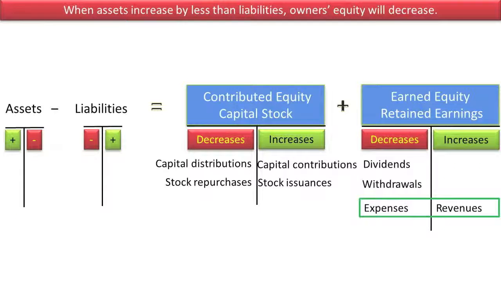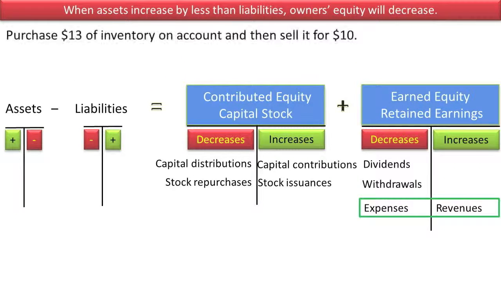When assets increase by less than liabilities, owner's equity will decrease. For example, if you purchase $13 of inventory on account and then sell it for only $10, hopefully you see right off the bat that this is not a great business proposition. You're buying something at a high price and selling it for a low price. But let's see what it does to the overall balance sheet equation and our net assets.